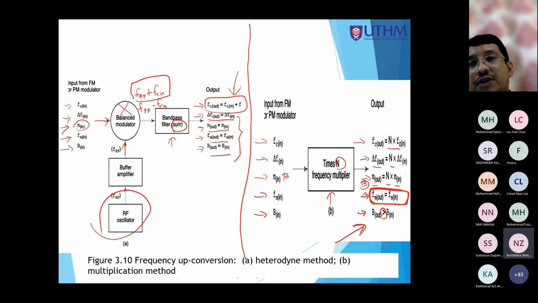Sebab input modulating signal itu dia dah jauh daripada awal tadi dia dah masuk dalam sistem, kita dah buat proses indirect FM modulation. We produce a narrowband FM, then we put it inside the frequency multiplier. So the frequency that we are going to modify is actually related to the carrier. So it does not change anything from the modulating signal part. Okay.